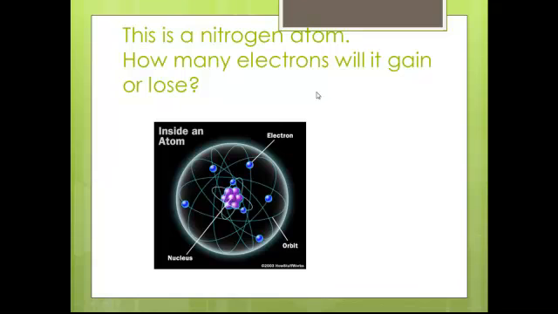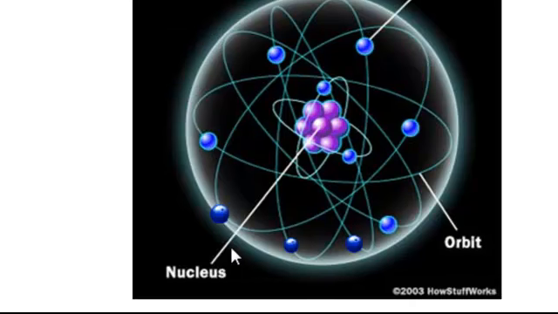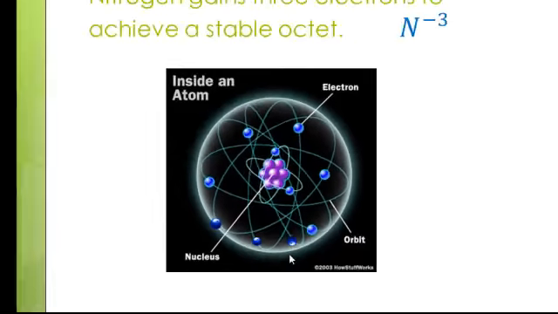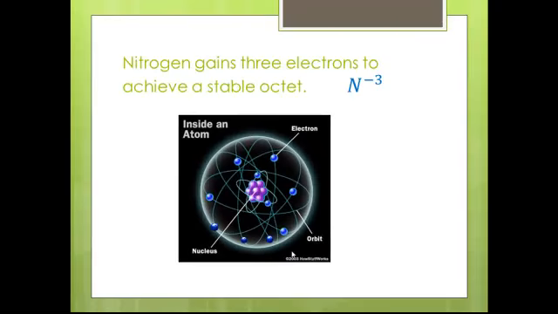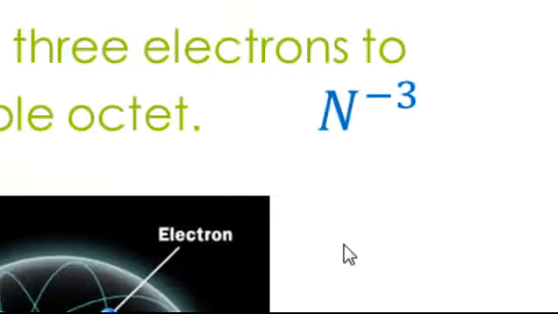This is a nitrogen atom. How many electrons will it gain or lose? Well, you can see the first shell here has 2. That's good. But this second shell has 1, 2, 3, 4, 5. It needs 8, so it's going to gain 3 more. There's the one, there's the other, and there's the last one. Now it would have all 8. What ion does it form? Well, by gaining 3 negative electrons, it's now not a nitrogen atom, but the nitrogen ion with a -3 charge.